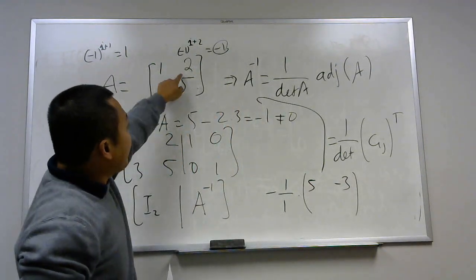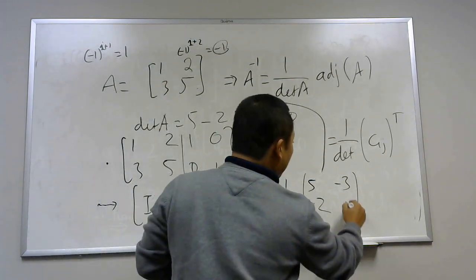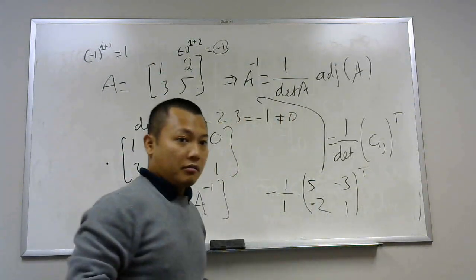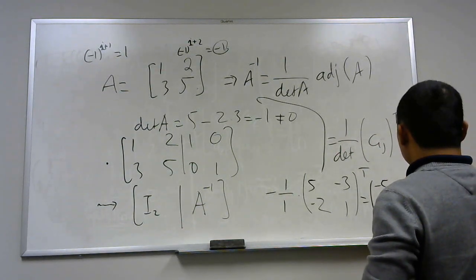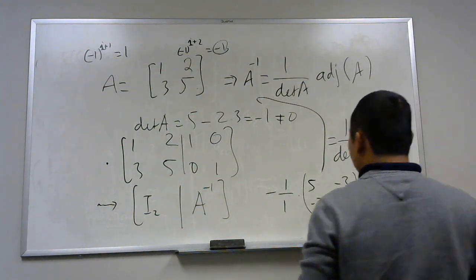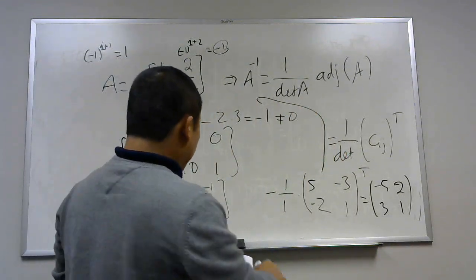Similarly, for 3, I have -2. And for 5, I have 1. But don't forget, take the transpose. So that means I have -5, 2, 3, and 1. That is the inverse of A. All right.